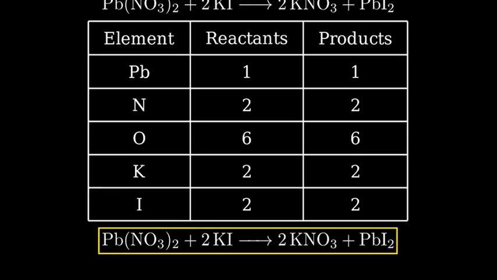On both sides, 1 lead, 2 nitrogens, 6 oxygens, 2 potassiums, and 2 iodines. Our balanced equation is lead nitrate plus 2 potassium iodide yields 2 potassium nitrate plus lead iodide.